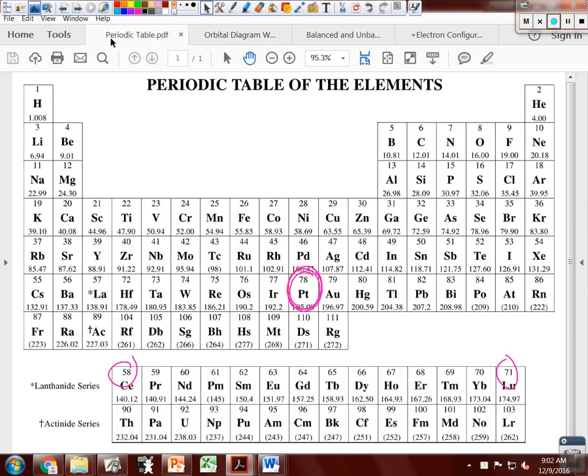Platinum is Pt, plutonium is Pu, which is 94. So that's actually in the F block. So we're not going to do that.